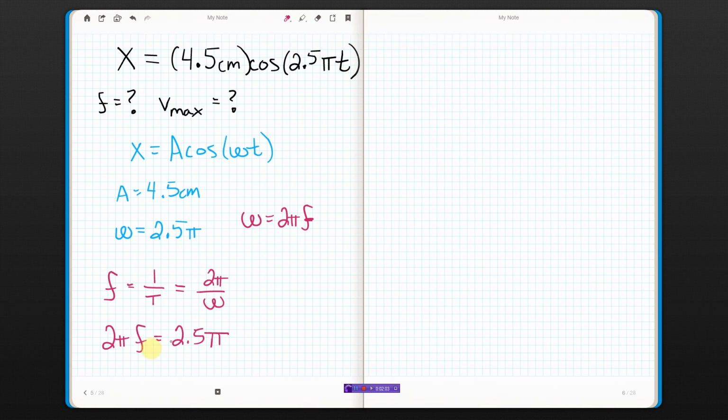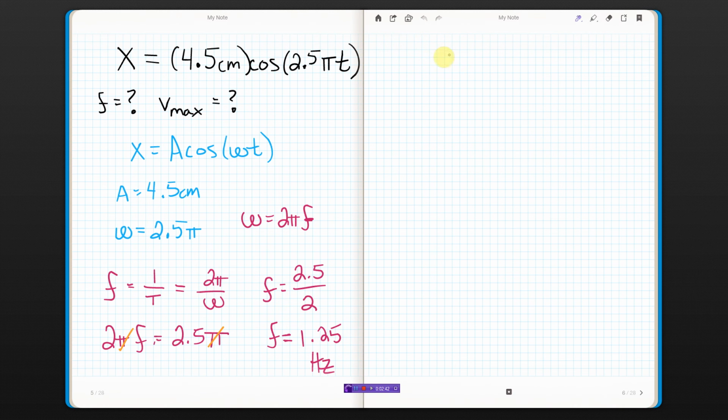Okay, well, I want f. Already I've got a pi on both sides, so this is going to go. No more pi. And then divide both sides by 2 to get f alone. So f is 2.5 divided by 2, or 1.25. Sorry, not 1.75, 1.25 hertz.